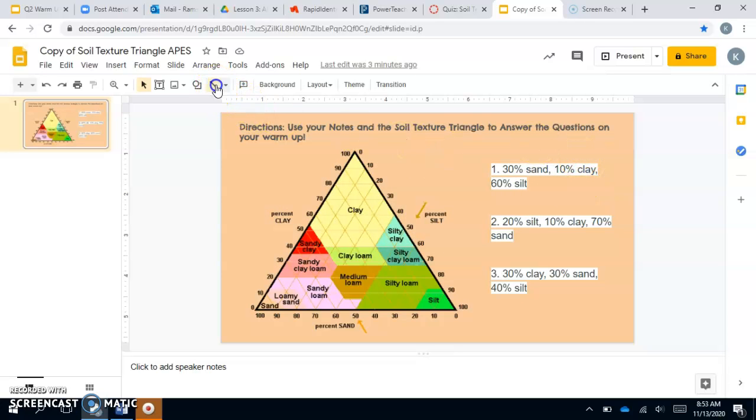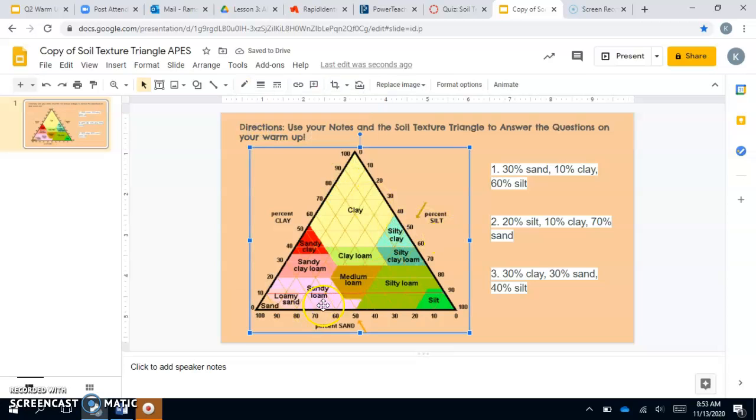So I'm going to come over here and get my line feature. And I'm going to find my 10% clay, and I'm going to draw my line over. So we go from left to right. And I'm also going to make this red so we can see it. Okay. It's a little bit crooked, but it'll be okay. So there's my clay percentage at 10%. We just start at 10, we find the percentage of the clay, and we go from left to right.